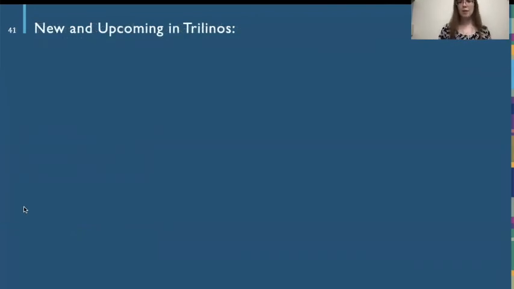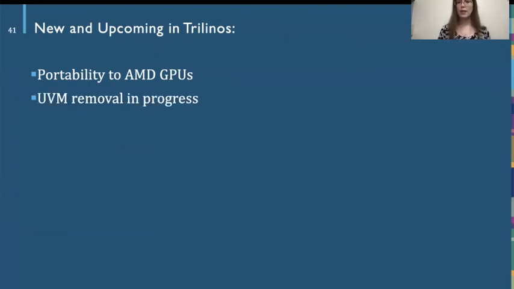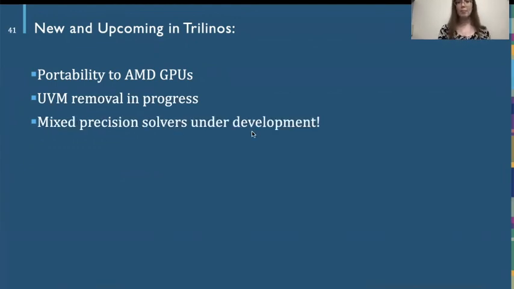A few items that are new and upcoming in Trilinos. We're currently adding portability to AMD GPUs for the entire Trilinos stack. So this is already available in Kokkos and Kokkos Kernels, but we're working on moving it for all of Trilinos. We have UVM removal in progress for all of Trilinos. UVM is Unified Virtual Memory, which is common on NVIDIA GPUs, but not so common on all GPUs. So that removal is in progress and has been accomplished successfully in several Trilinos packages. And finally, we're working on some mixed precision linear solvers, which are currently under development.